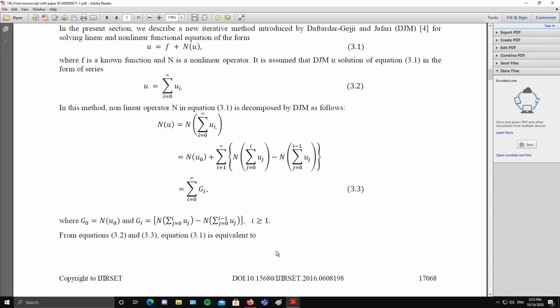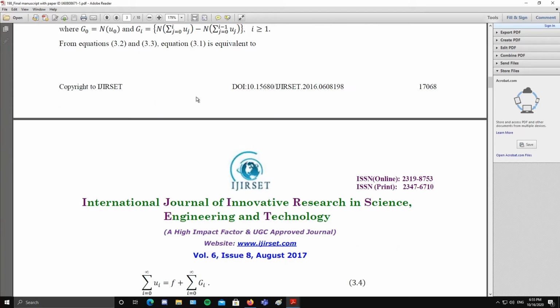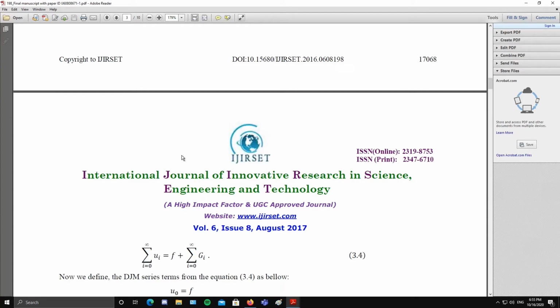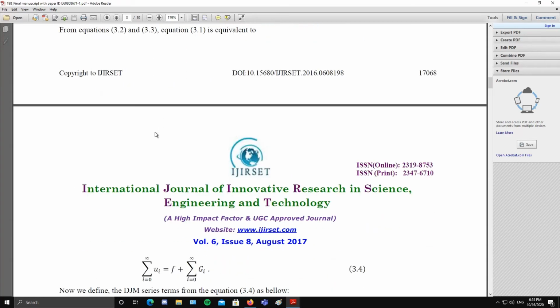Now from equations 3.2 and 3.3, the first equation, u equals f plus n of u, can be written with u replaced by ui.